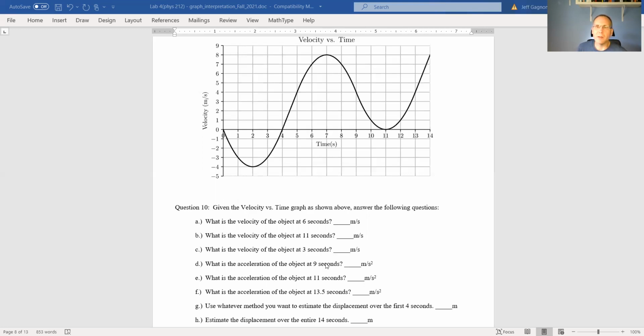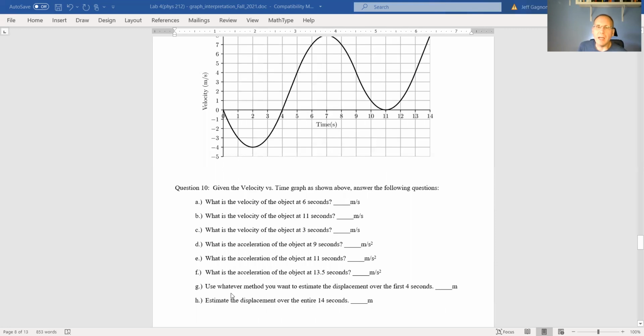Then you're going to estimate the acceleration at 11 seconds. Actually, that's easy, right? What would that slope be of the tangent line? And then at 13.5, which is right here. And this is linear, so you can just calculate that slope, and that will be the acceleration at that point right there at 13.5 seconds.